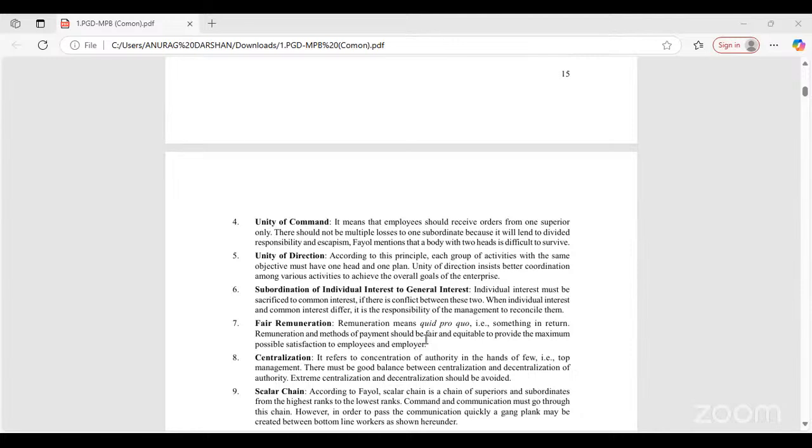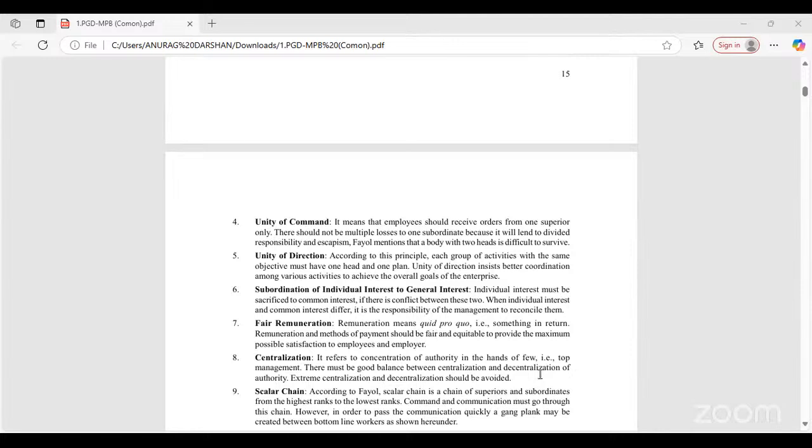Fair remuneration. See, the remuneration should always be decided fairly. For the job the worker has done, the remuneration should be more or less equivalent to that. And centralization, so the concentration of authority should be in the hands of a few. Like we have the top level, a group of people who take the decisions, who try to make decisions which are going to fetch revenue to the organization. So he believed in the centralization of decision making.